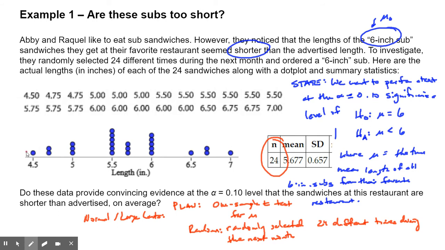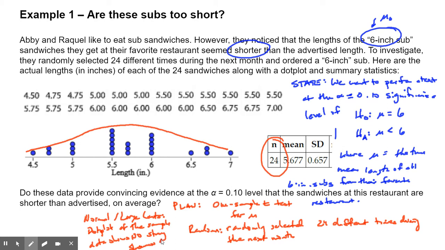And if I look at this dot plot, let's see, right? So I see mostly a bell-shaped curve. Again, it's not a perfect bell, but it's not strongly skewed. And I see no outliers, no numbers way off by itself. So it does pass the normal large counts condition because the dot plot of the sample data shows no strong skewness or outliers. And there you go.